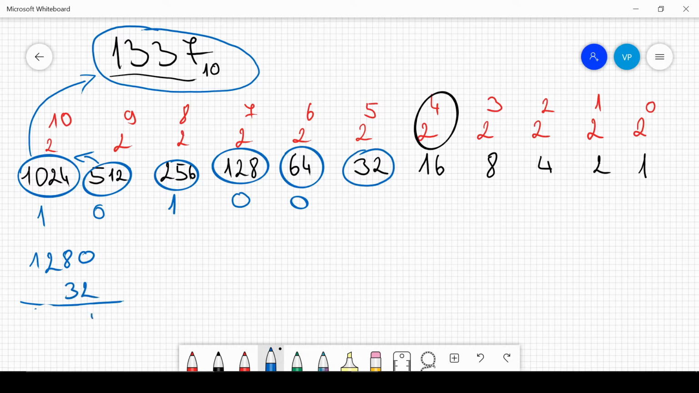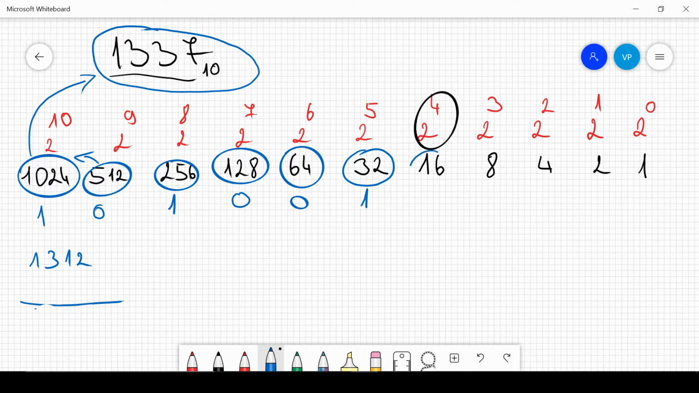2 plus 0 is 2, 3 plus 8 is 11, 1 goes forward, 2 plus 1 is 3, and 1. 1312 does go inside 1337, so we write 1 under 32, and we have our new number to go on. So we write 1312.